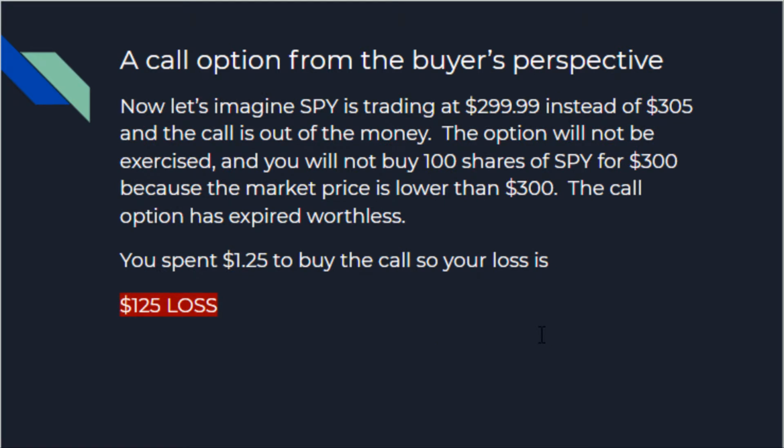So let's look at this from another angle. SPY is trading at $299.99 instead of $305, and the call is out of the money. The option will not be exercised, and you will not buy 100 shares of SPY for $300 because the market price is lower than $300. The call option has expired worthless. So again, you spent that $125 per share to buy the call, so your loss is going to be $125, which again is your maximum loss in a scenario like this.